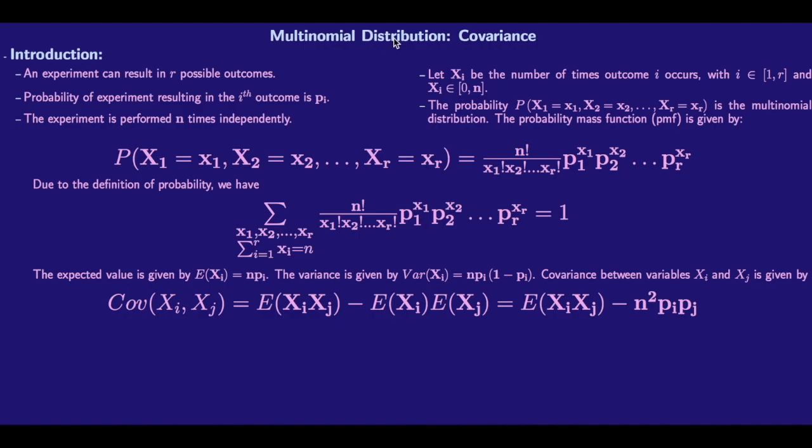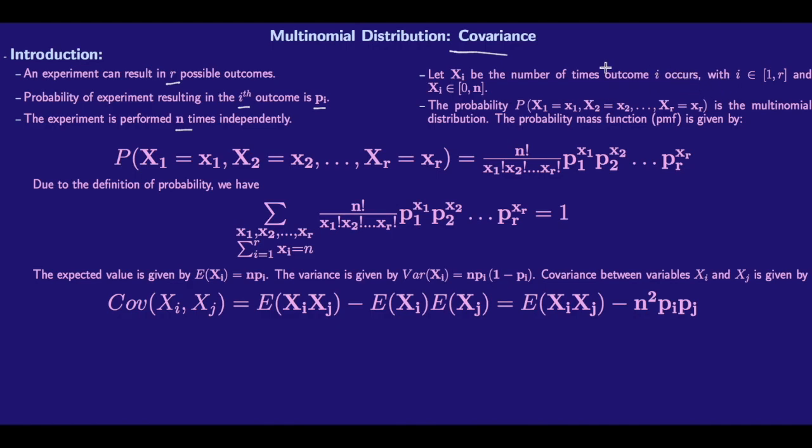In this video we will talk about the covariance of the multinomial distribution. What is a multinomial random variable or a multinomial distribution? Let's say we have an experiment that can result in r possible outcomes, and the probability of the experiment resulting in the ith outcome is pi. Then we perform the experiment independently n times, and let xi be the number of times outcome i occurs.